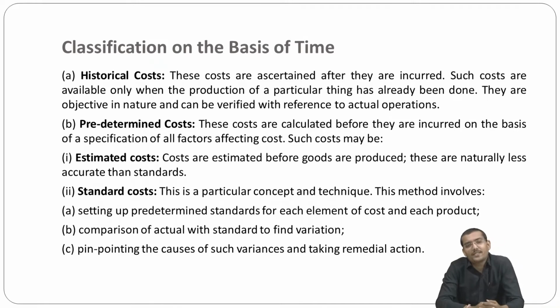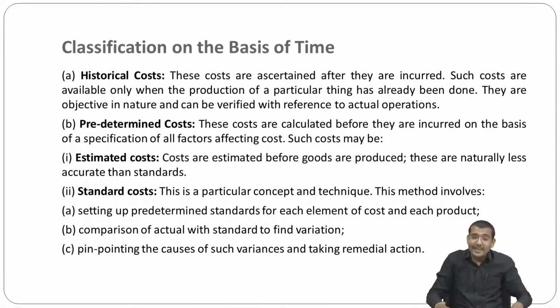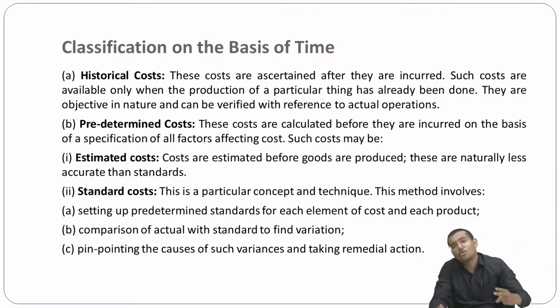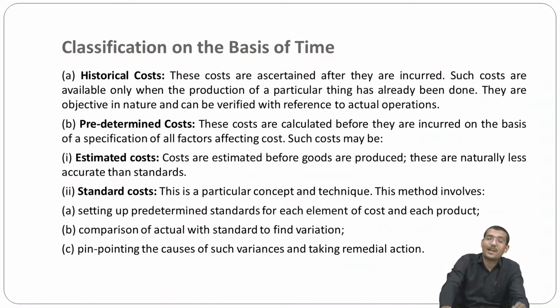Then the third aspect is pinpointing the causes of such variances and taking remedial actions. So these are mainly the two aspects of predetermined cost, my dear friends. In classification on the basis of time, there are mainly two costs: first is historical cost and second is predetermined cost. In predetermined cost, there are two costs, that is estimated cost and standard cost.